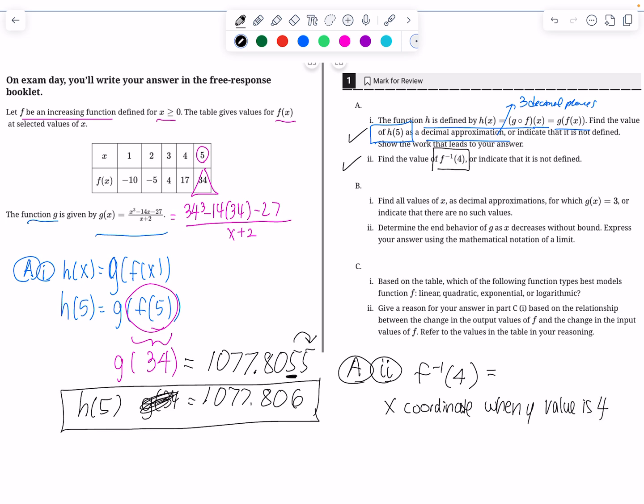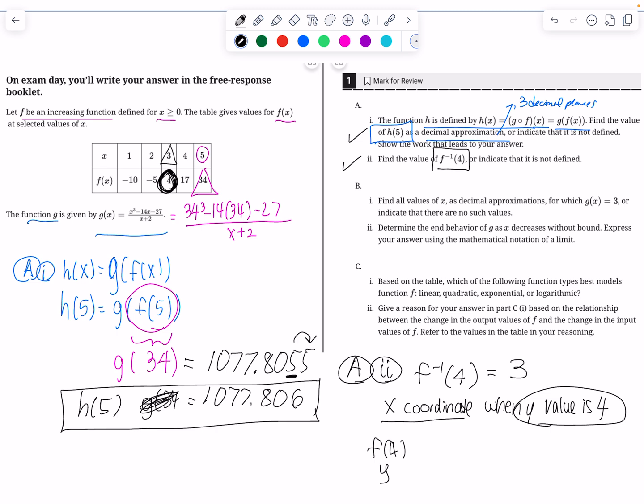Okay, so usually we say f of 4, that means y, right? But because this is the inverse, we're looking for the x coordinate when the y value is 4. So when you go back to the table, we're looking for the x coordinate when the y value was 4. So the y value was 4 here. So the x coordinate was 3.